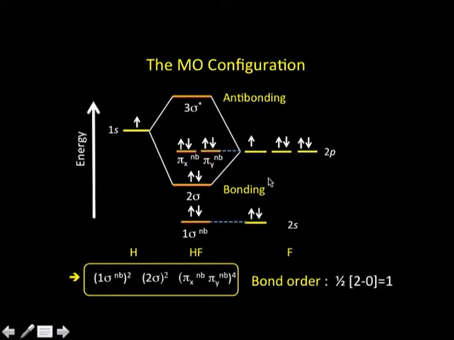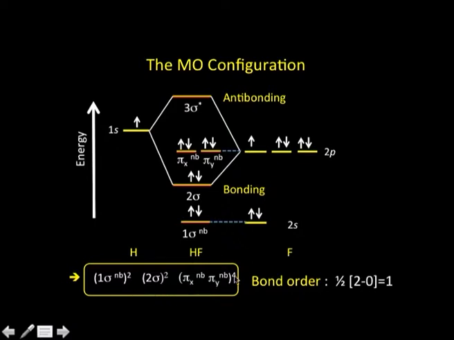In HF, we know there are 7 valence electrons in the fluorine atom and 1 in hydrogen. So, a total of 8 electrons are to be accommodated amongst these molecular orbitals. How are they accommodated? There are 2 electrons in 1 sigma non-bonding, 2 electrons in 2 sigma, and 2 electrons each in pi x non-bonding and pi y non-bonding. That is how we accommodate our 2, 4, 6, 8 valence electrons, and that can be written in terms of a molecular orbital configuration. That is what we discussed in the previous sessions as well.